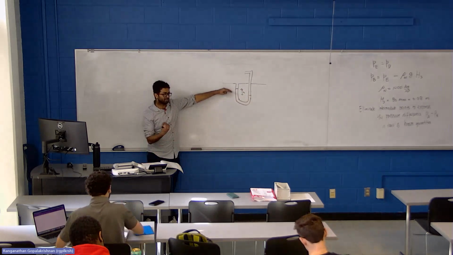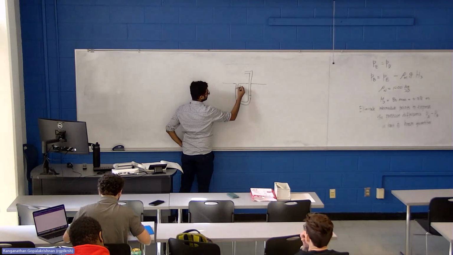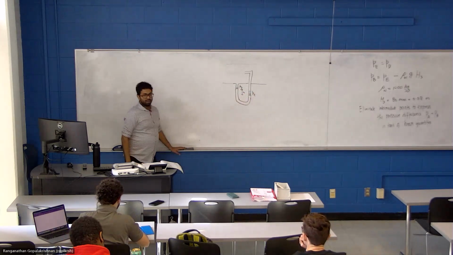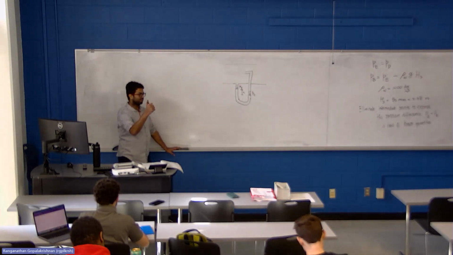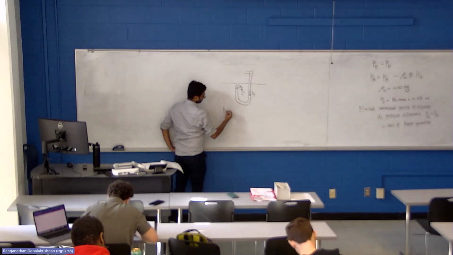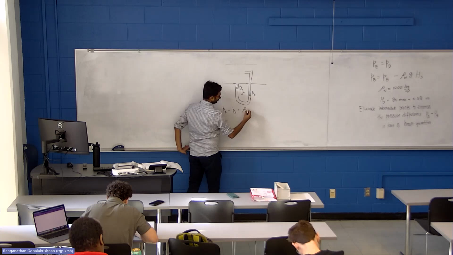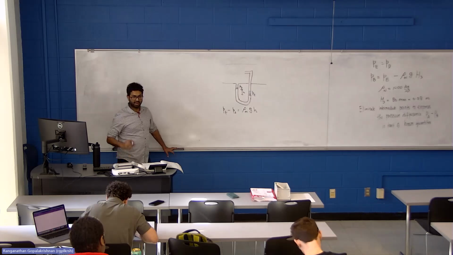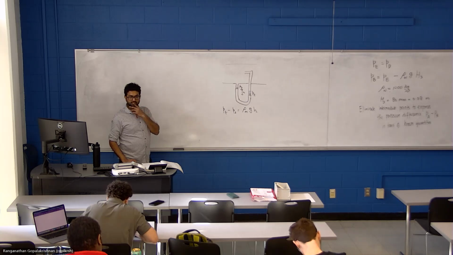The static pressure is always lower than the stagnation or total pressure. So this would be P static. This would be P total. With me so far? Are you okay? So P total minus P static is equal to density of the manometer fluid times g times the height in the manometer, the height difference. Good? Yeah?